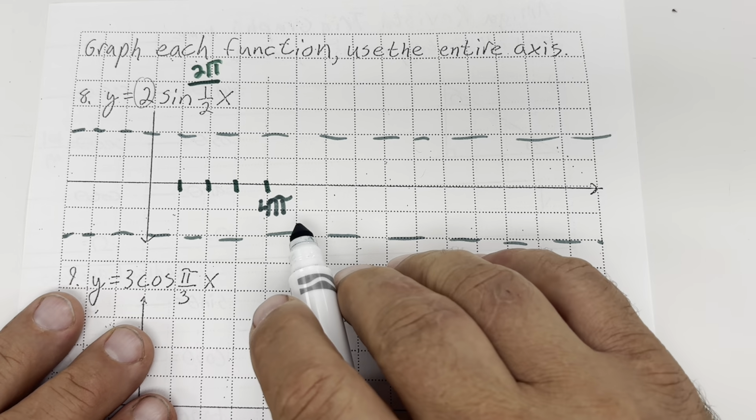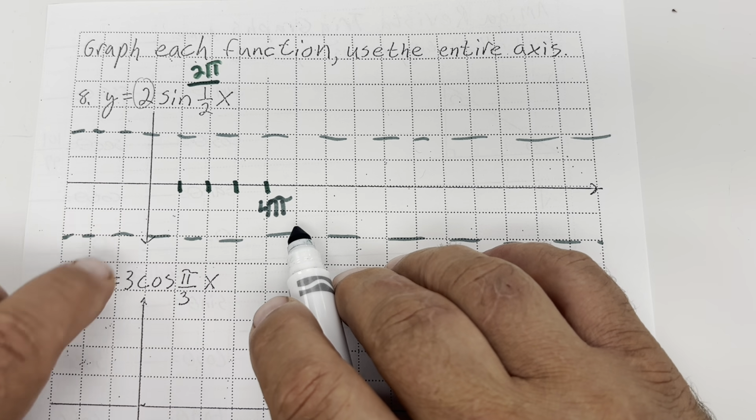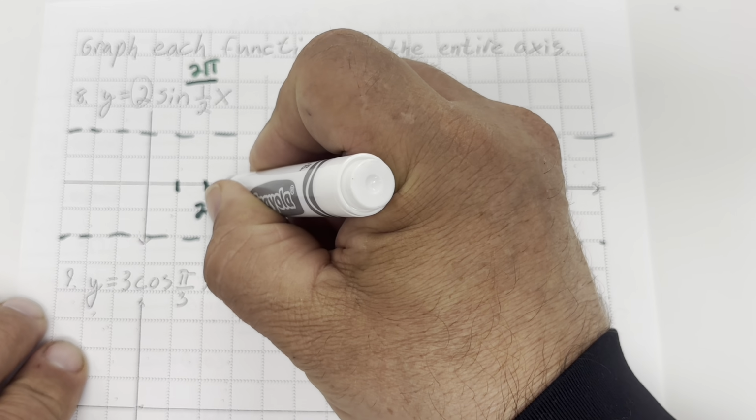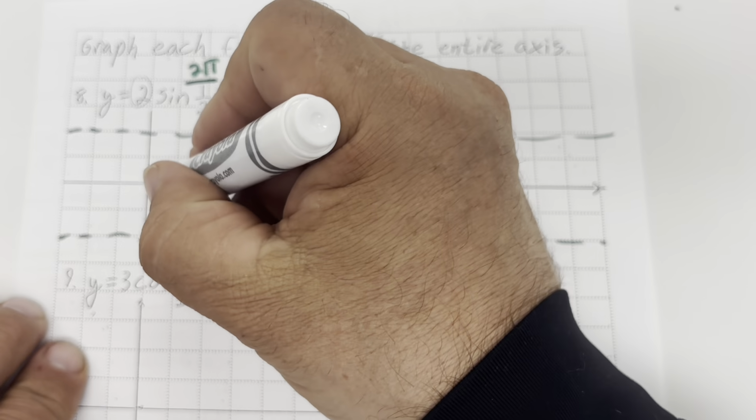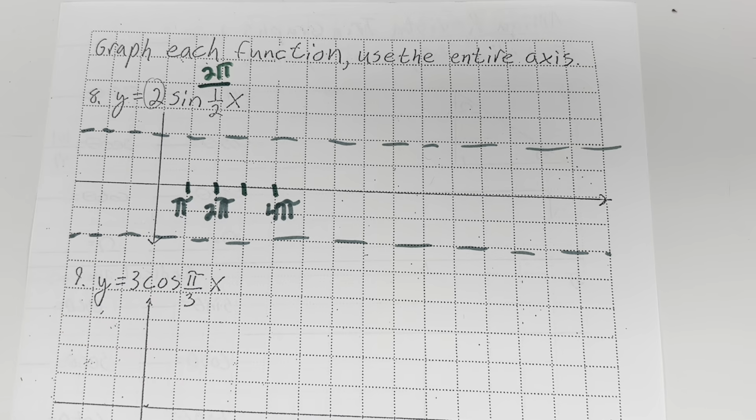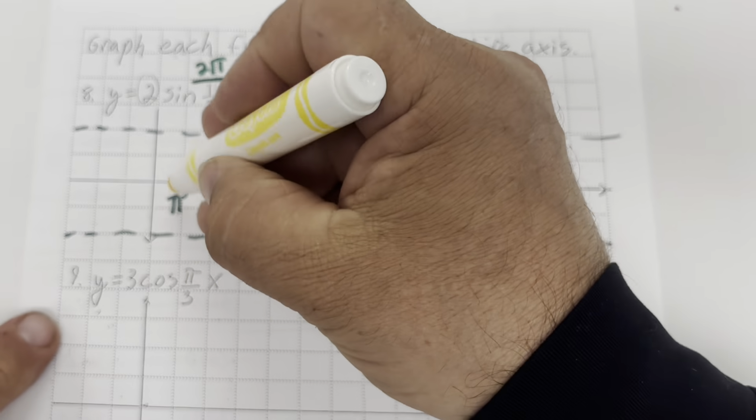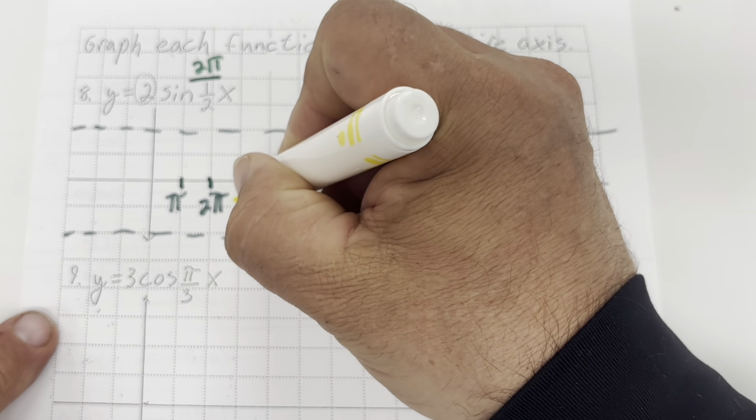We're going to take half of 4 pi and go halfway. Half of 4 pi is 2 pi. Half of 2 pi is pi. To find the third spot, we multiply the first spot by 3. So pi times 3 is 3 pi.